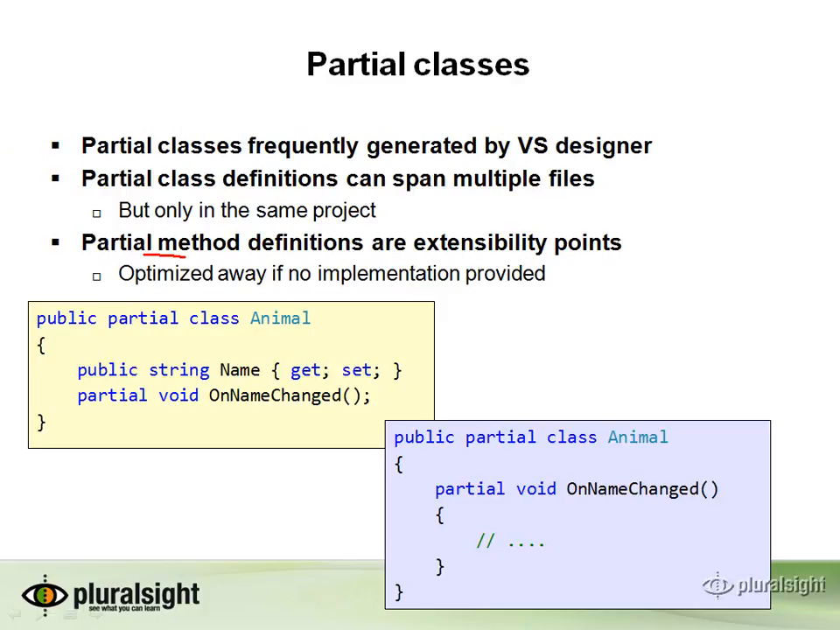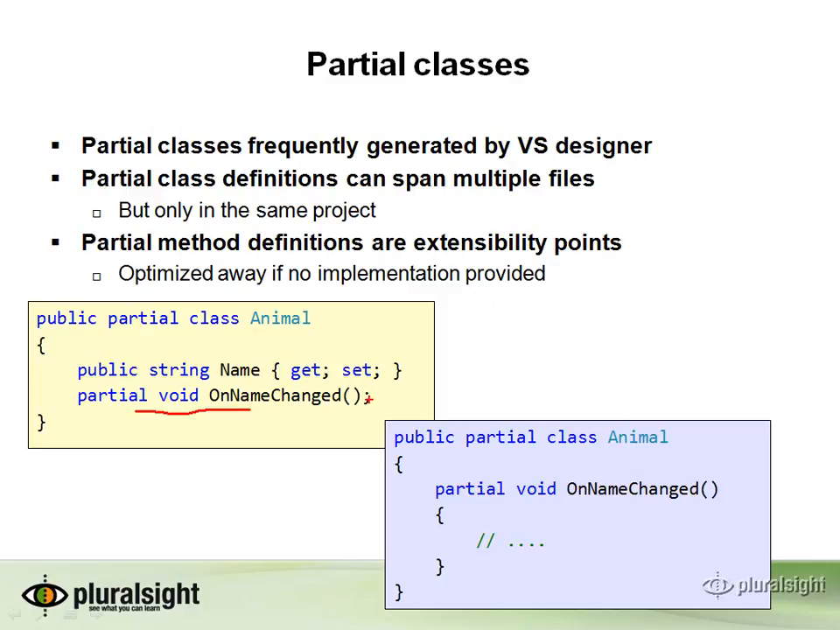Also in C# we have partial method definitions. Partial methods are really extensibility points. And here's an example. Here we have a partial class called animal. And in here, every animal is going to have a name property. And we have a partial method defined, onNameChanged.